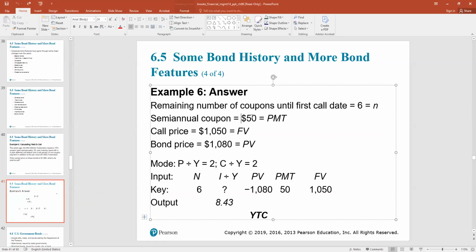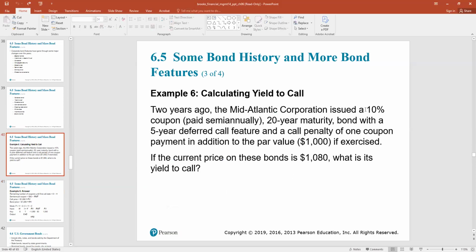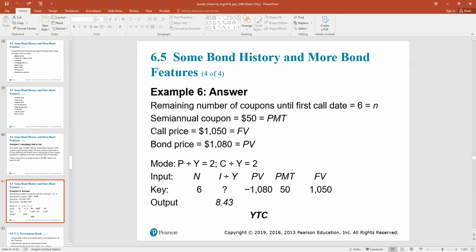Semi-annual coupon payment is $50 because the coupon rate is 10%. 10% of $1,000 is $100. It's semi-annual, so it's $50. And call price is $1,050, and the bond price is $1,080.